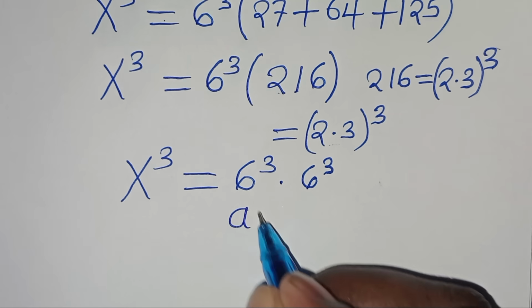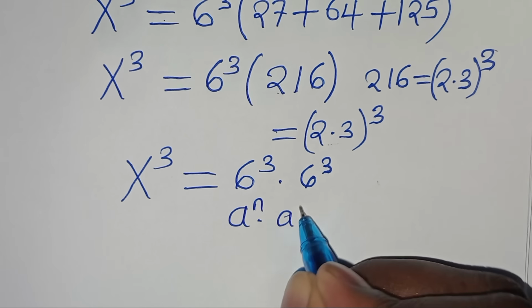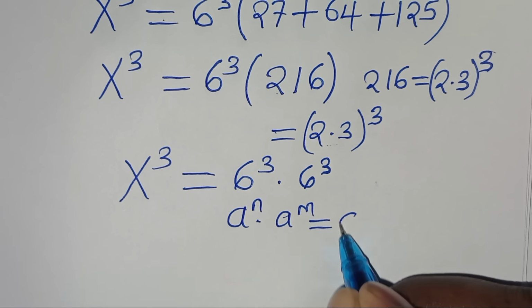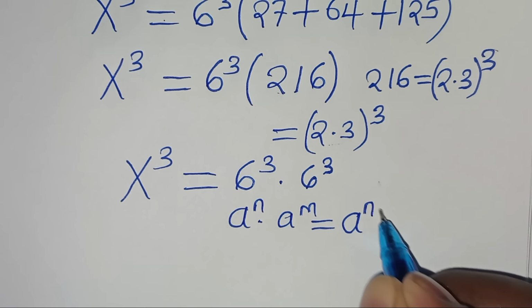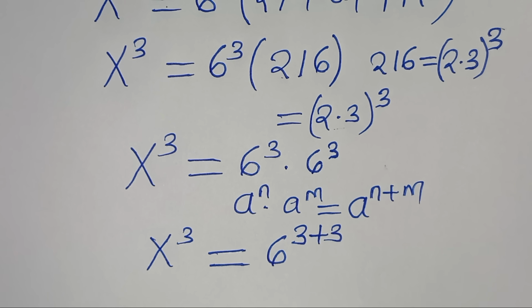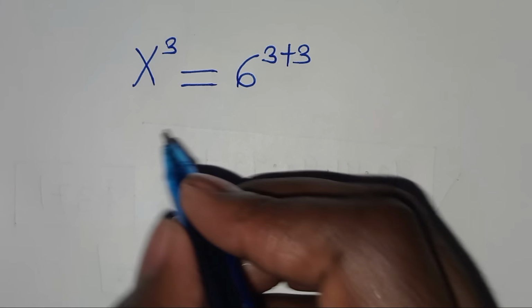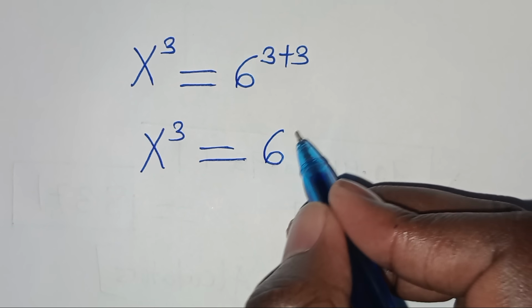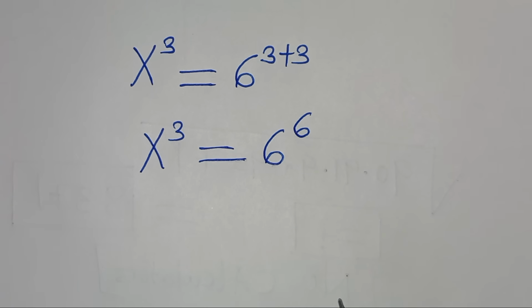This is in the form of a to the power of n times a to the power of m, which can be expressed as a to the power of n plus m. Applying this exponent property, we have x to the power of 3 equal to 6 to the power of 3 plus 3. So that now we have x to the power of 3 equal to 6 to the power of 3 plus 3, which is equal to 6.